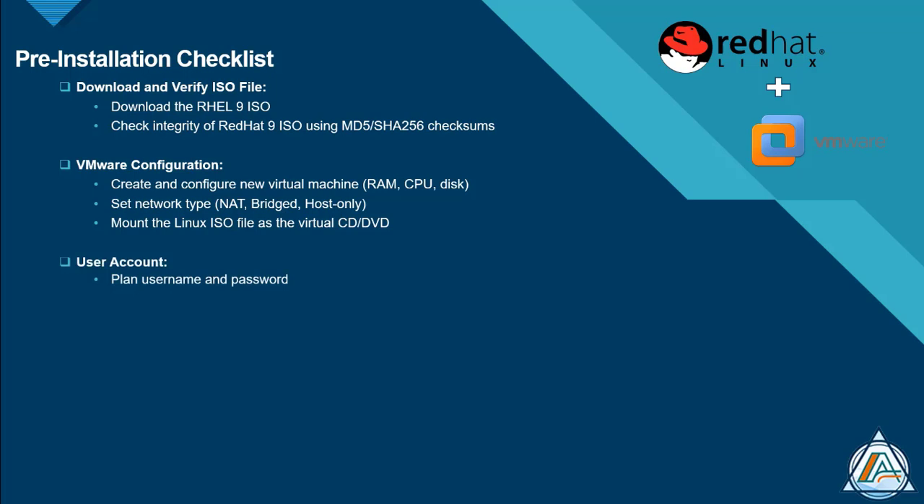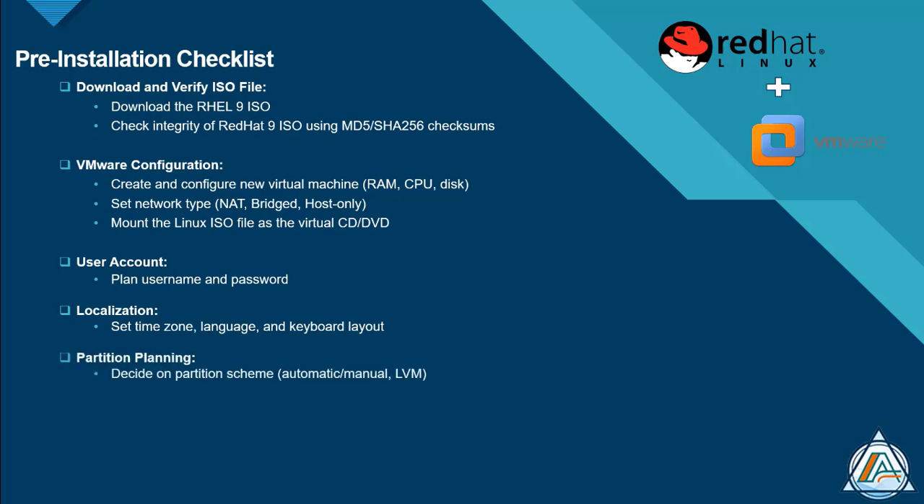Decide on a strong password and any additional users you may want to create during the installation. Set the correct time zone, language, and keyboard, as these settings are needed during the installation process. Decide on the partition scheme. Choose between automatic, manual, or LVM. Plan your initial firewall and security settings to ensure your system is secure from the get-go.